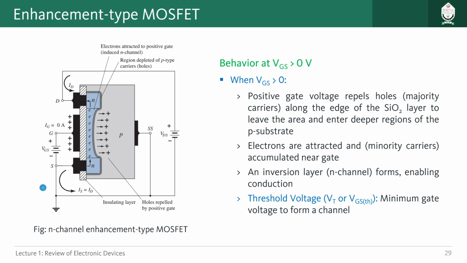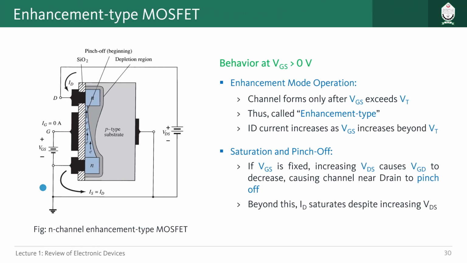Now why is this particular type of device called enhancement type? Because by applying this VGS, you are enhancing or creating this channel for current flow. That's why enhancement type. And the drain current ID will increase as the VGS gets increased to a higher level beyond the value of VT. So that will happen.